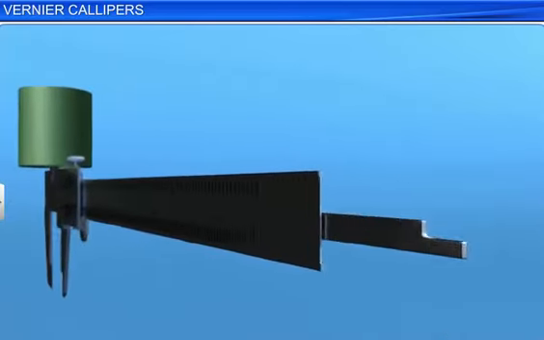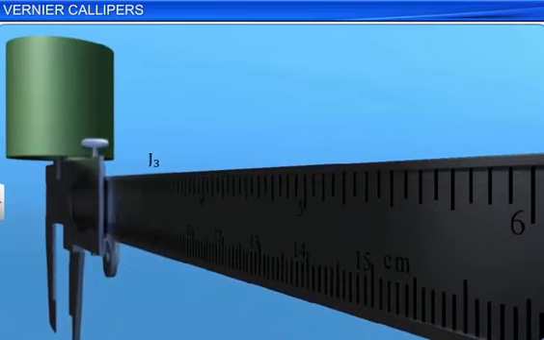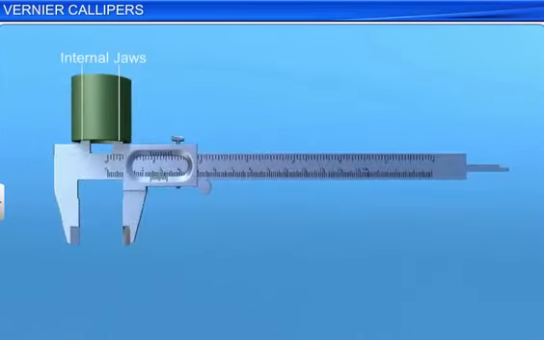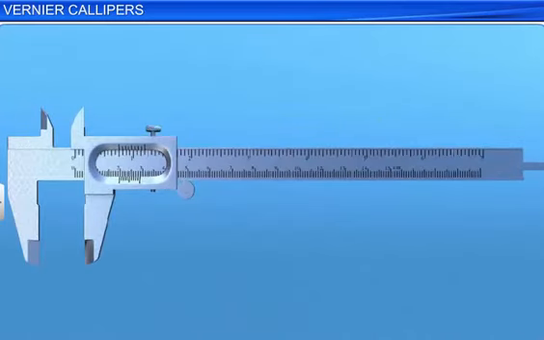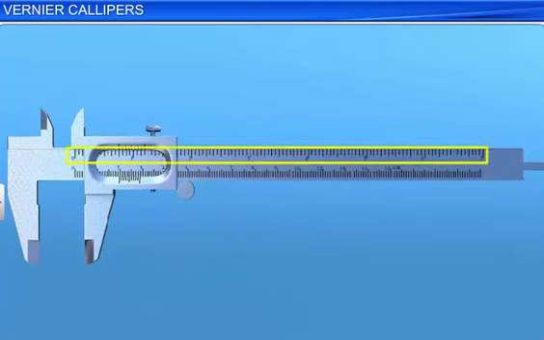The jaws on the upper side, J3 and J4, are called the internal jaws and are used to measure the internal diameter of a hollow cylinder. A thin and long strip T is attached to the vernier scale at the back of the main scale. This strip is called the tail and is used to measure the depth of hollow cylinders and small beakers. Further, the main scale and the vernier scale are also graduated in inches, which helps in measuring dimensions in inches.